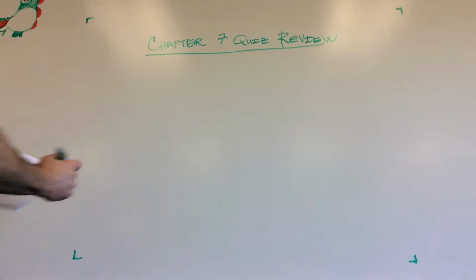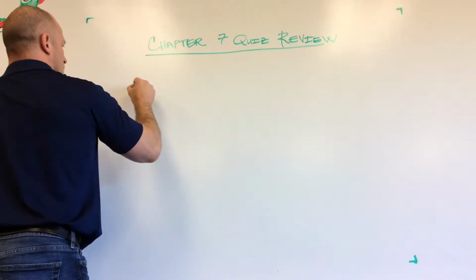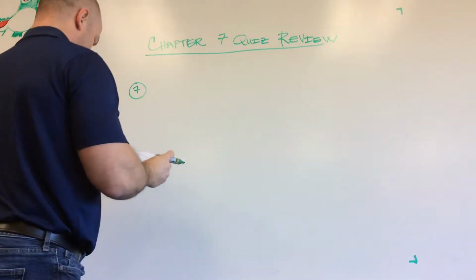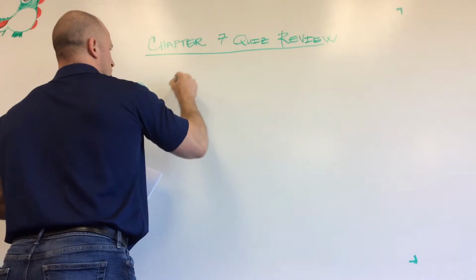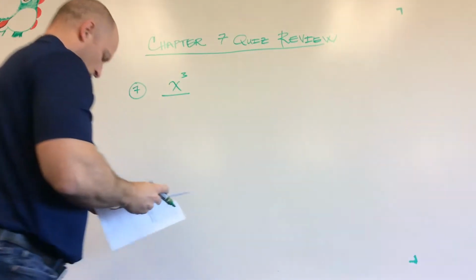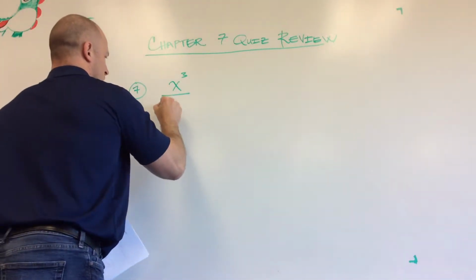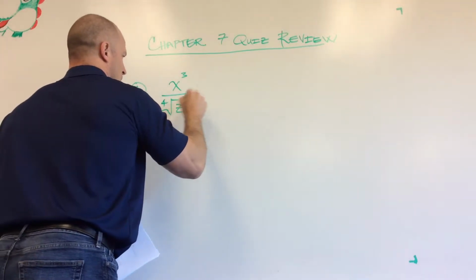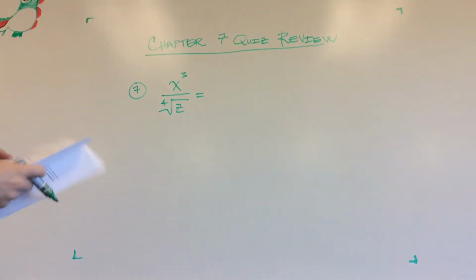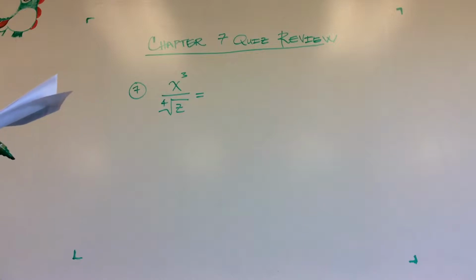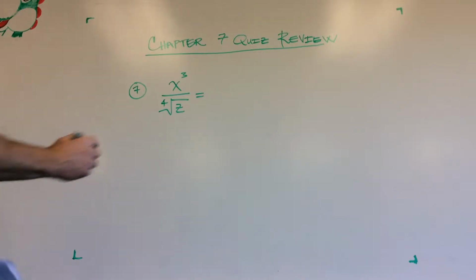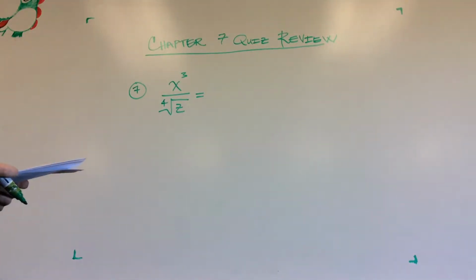For number 7, the last problem on the page, they give us x cubed over the 4th root of z. We have a radical on the bottom that we need to eliminate. And they're asking us to move into fractional exponents.